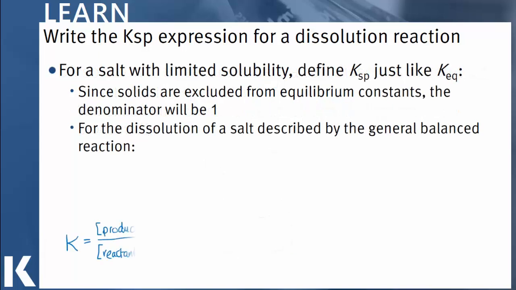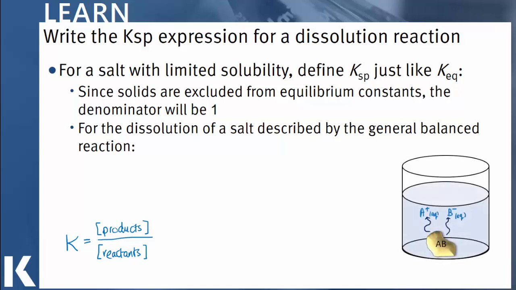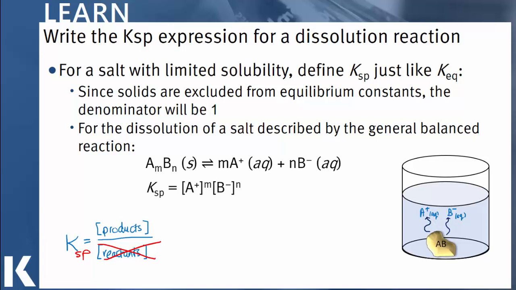All K constants are defined by the ratio of the concentration of the products over the concentration of the reactant. Notice that solid AB doesn't really change after dissolution. The types of salts described by KSP expressions are going to be sparingly soluble, and so the solid will not have a noticeable change in concentration. Therefore, for KSP, the reactant in the dissolution reaction will not appear in the expression. So for the general balanced reaction AB, KSP will be described by the concentration of the products only, raised to their stoichiometric coefficient as described here. With this review, let's tackle the applied questions.